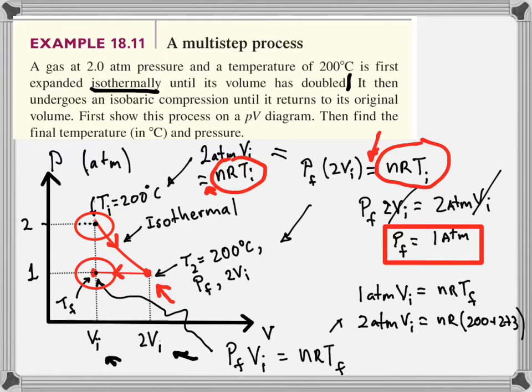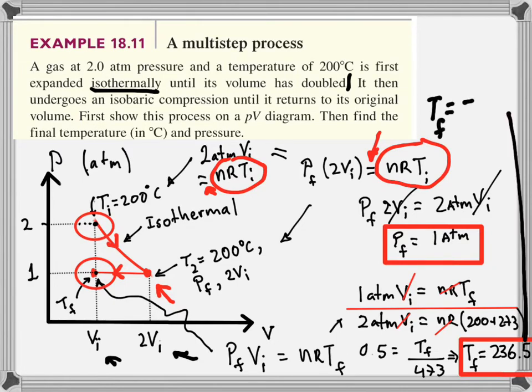So notice that we now have 2 equations, both having nR and V initial, and we're looking for T final. It looks like we could do something like we did in the previous problem and divide one equation by the other. On the left-hand side, V initial is going to cancel, and nR is also going to cancel. The left-hand side says 1 over 2, that's 0.5. The right-hand side says T final divided by 473. So that gives us the final temperature in Kelvin will be 200.